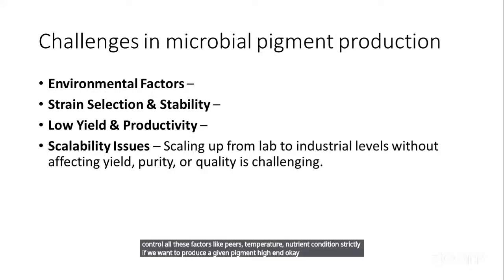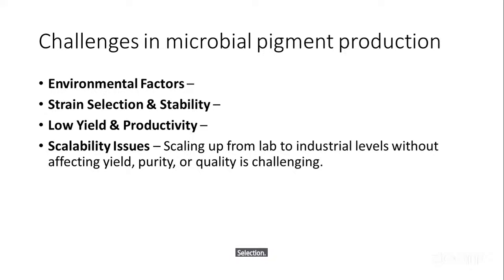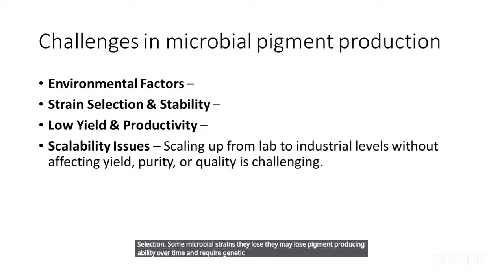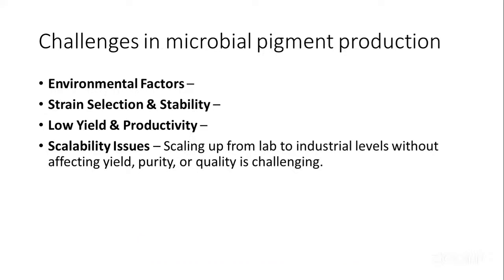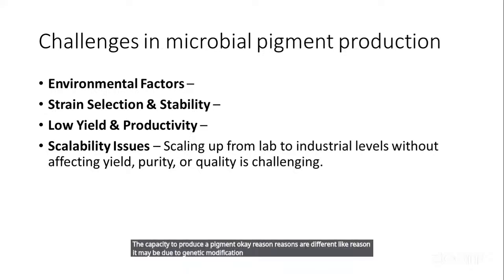Now, the second challenge is that some microbial strains may lose pigment-producing ability over time and require genetic modifications for consistency. And really, trust me, this is also a common problem. Those who are working in microbial pigments know that some strains lose their capacity to produce a pigment. The reasons are different; it may be due to genetic modification or mutation. But this is a challenge.